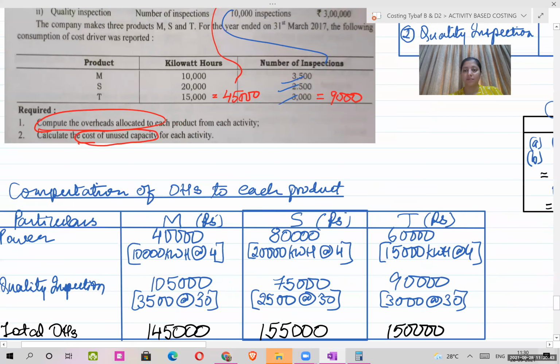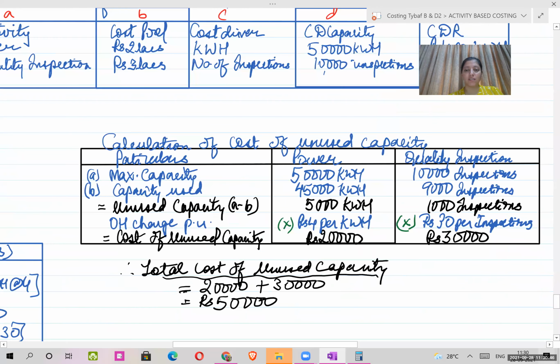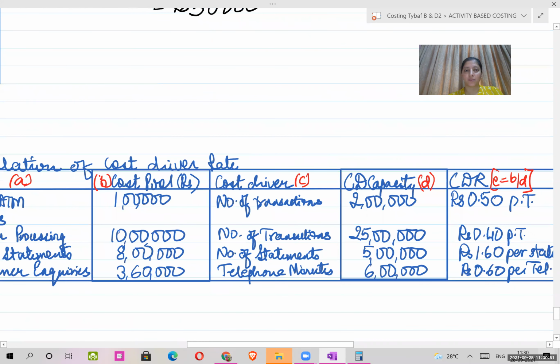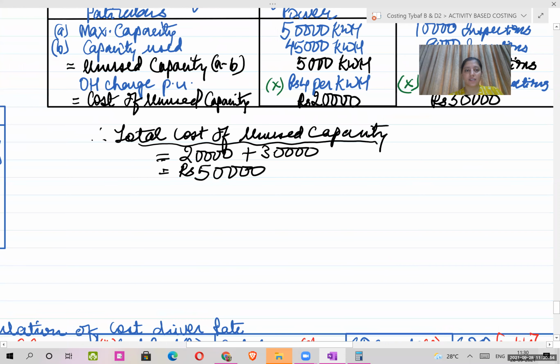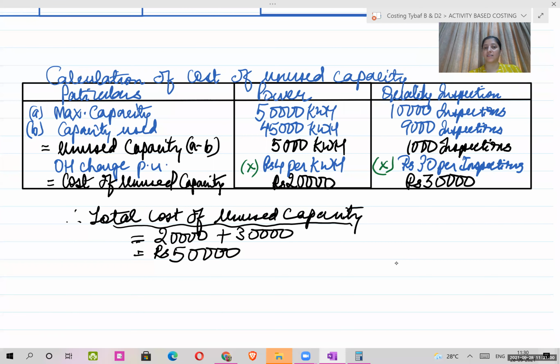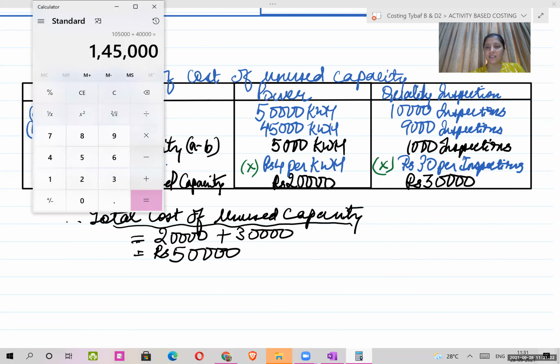So this is the second part of the question. Please note this down: calculation of cost of unused capacity. Maximum capacity is given as 50,000 and 10,000 respectively. Capacity used, I just showed you the calculation, is 45,000 and 9,000. So the difference between maximum capacity and capacity used is the unused part: 5,000 and 1,000. Multiply with the rate we just got.